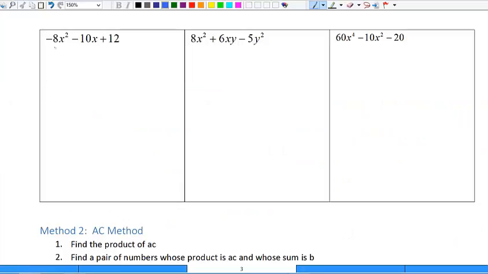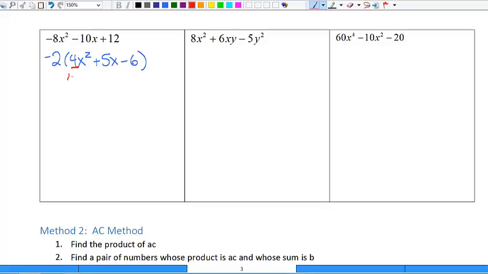On this problem, I have a GCF of -2. Because there's a negative in the leading coefficient, I'm going to factor out a negative, which leaves me with positive 4x squared. -10 divided by -2 is positive 5x. And positive 12 divided by -2 is -6. Okay, so this is still a hard trinomial because I still have a leading coefficient not equal to 1.